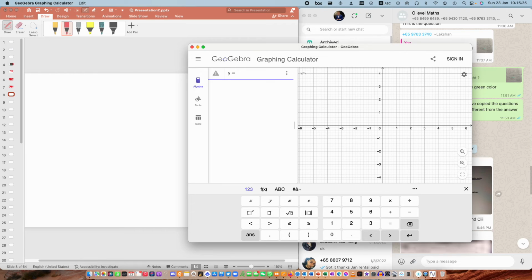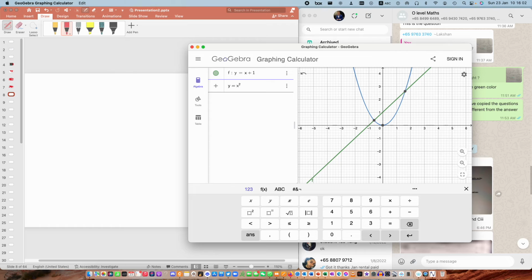You know the meaning of linear equation, right? X to the power 1, degree 1. So y equals x plus 1. This is your straight line. I'm going to create another one. Probably I want to have a quadratic, so y equals x squared. Can you see I have these two curves on the same graph?